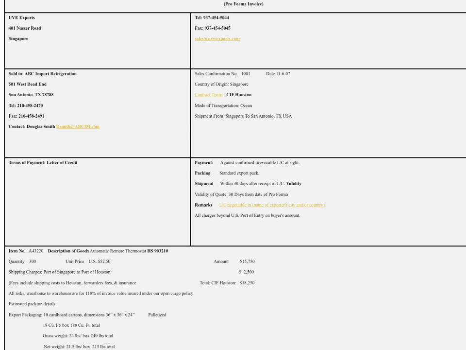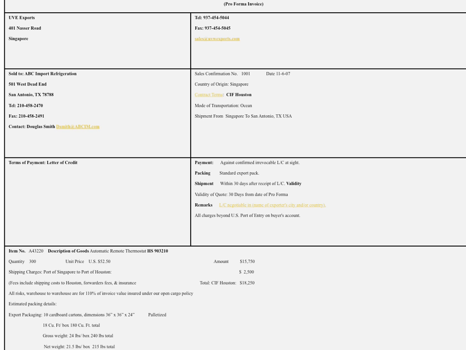CIF is an Incoterm. For payment, a letter of credit is detailed as against confirmed irrevocable letter of credit at sight. This instructs the importer to open a letter of credit in favor of the seller. The invoice also notes that all charges beyond U.S. port of entry are on the buyer's account, so that means the importer will have to coordinate rail or freight to San Antonio from Houston.